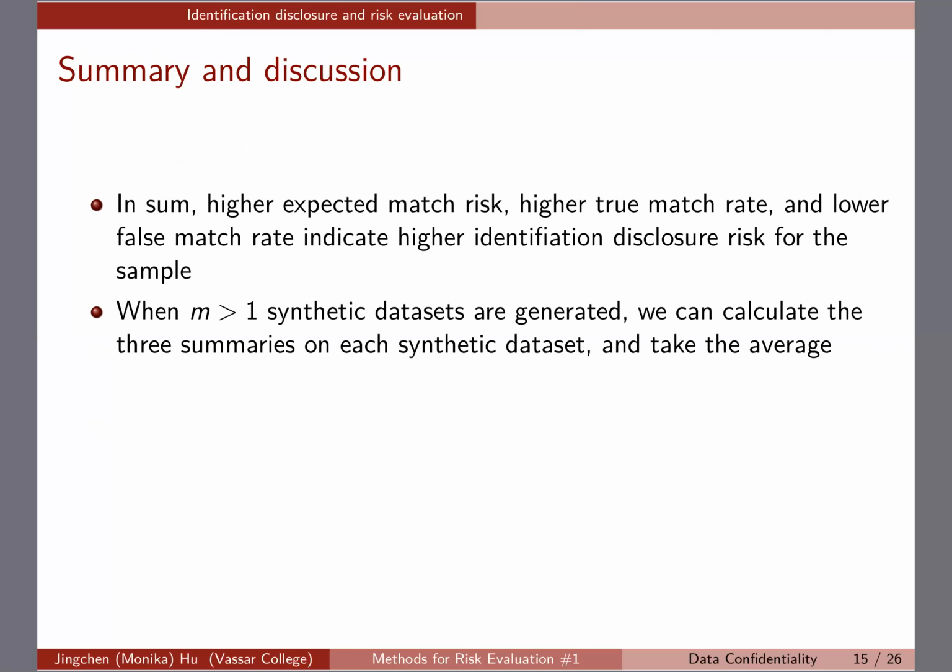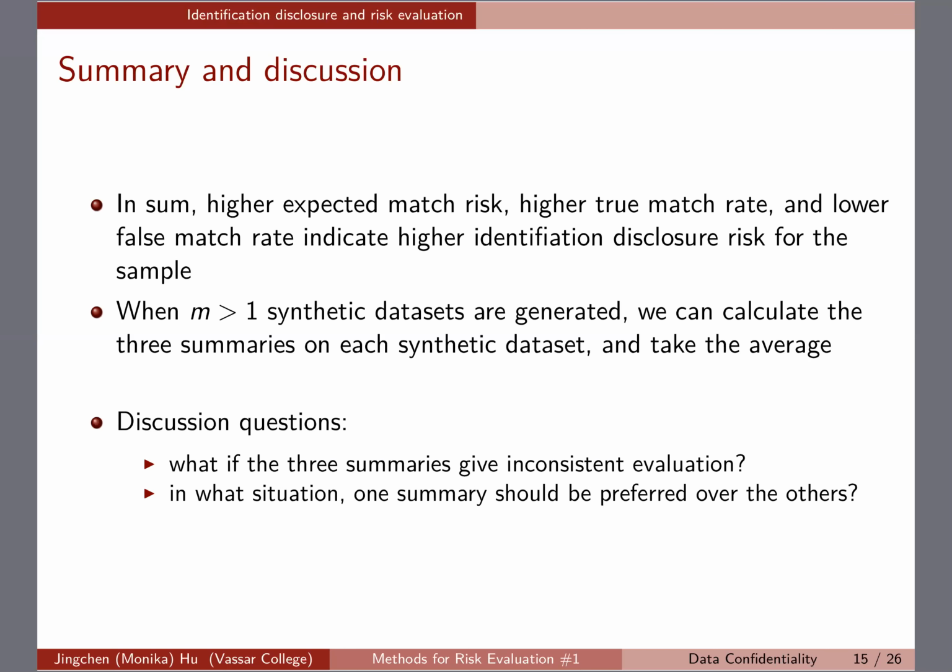And you might be wondering, if I'm doing multiple synthetic data sets, what can I do? Just like what we did with the interval overlap utility measure earlier, you compute the expected match risk, true match rate, and false match rate for each synthetic data set, and then average across the different synthetic data sets to get a summary. That's what people usually do.